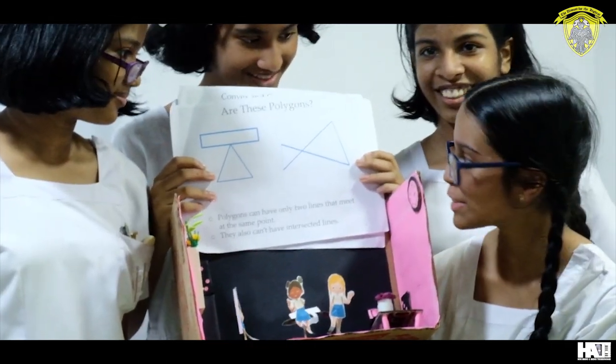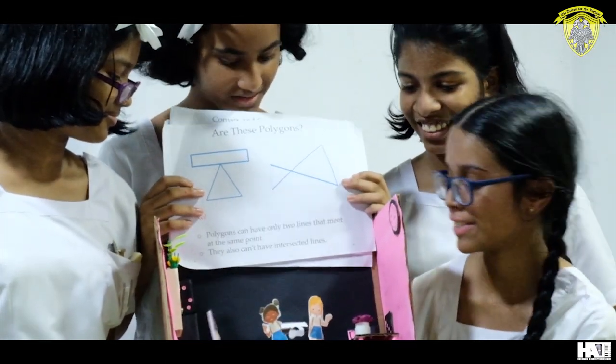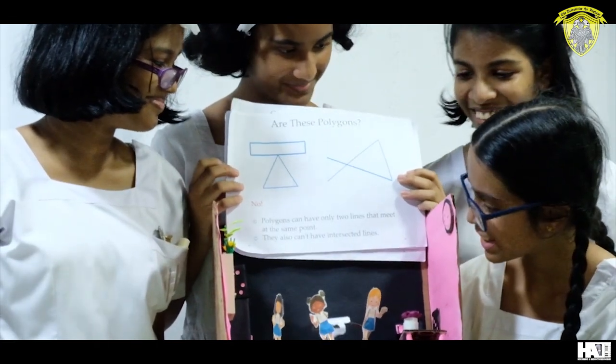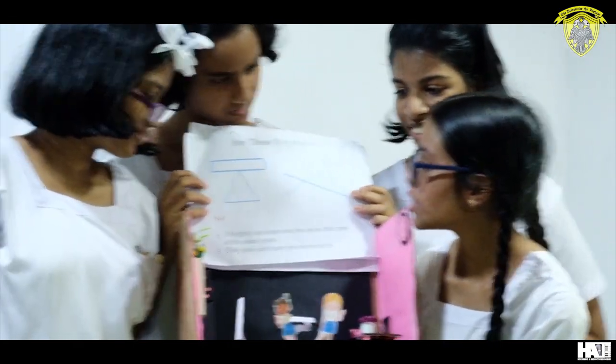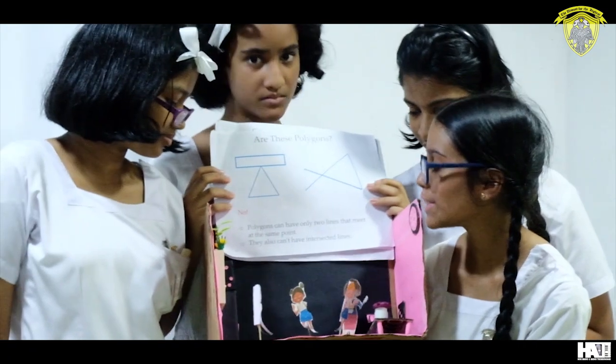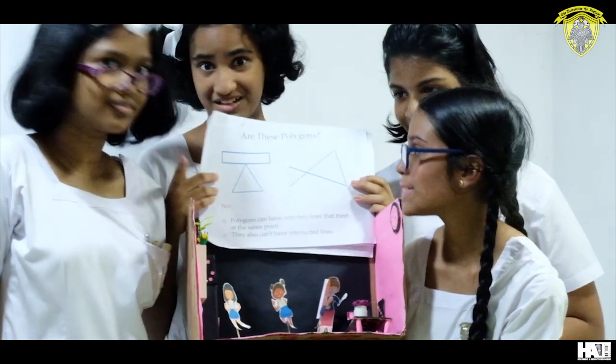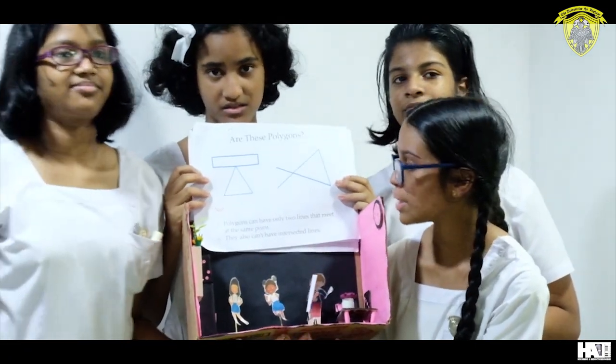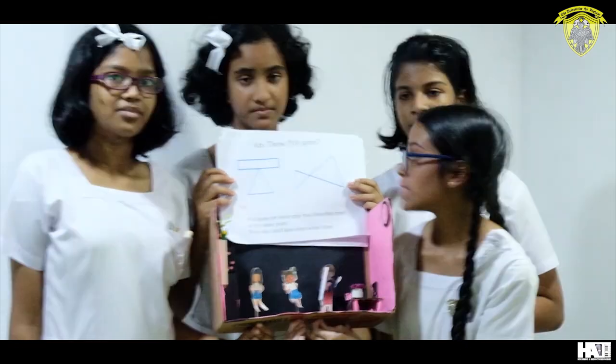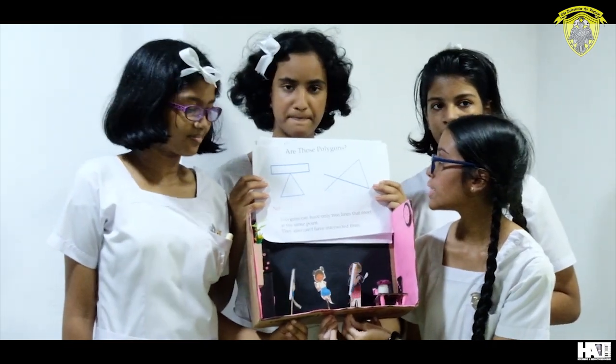Oh no, wait, teacher. Both of them are not polygons. Why is it? Well, teacher, in the first figure, more than two straight line segments are meeting at the same point. And in the second figure, two straight lines are intersecting.